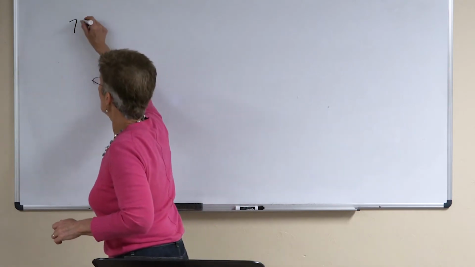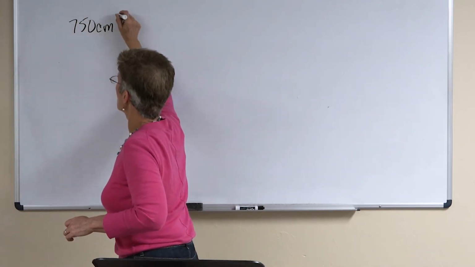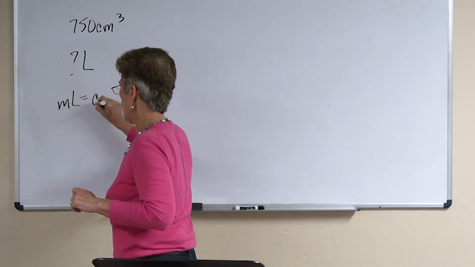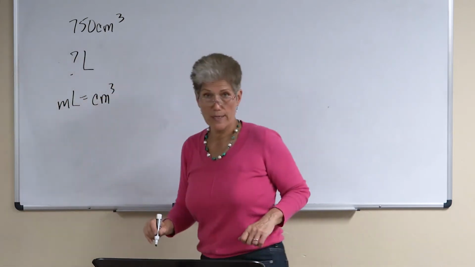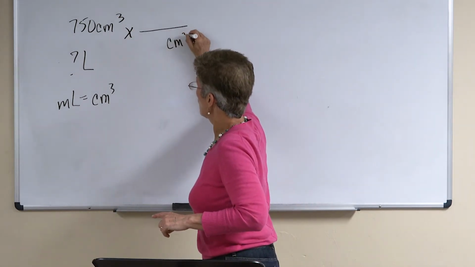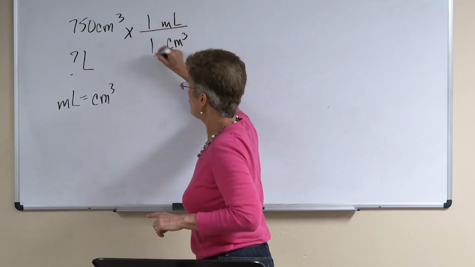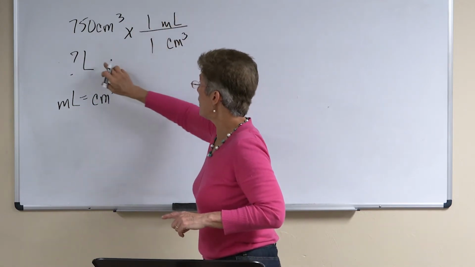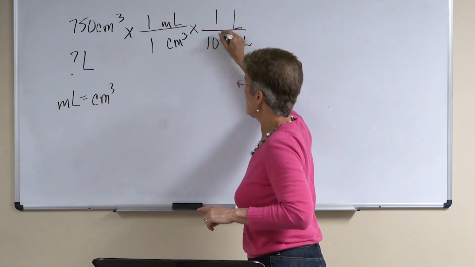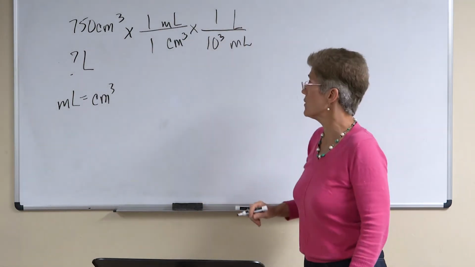Number 9, a container has a volume of 750 centimeters cubed. What is its volume in liters? 750 centimeters cubed. We want to know what it is in liters. We know that milliliters equals centimeter cubed, don't we? So we know that this is actually a straight one-to-one relationship with milliliters. And then we can go from milliliters to liters fairly easily, can't we? Because we know there's 1,000 milliliters in a liter.